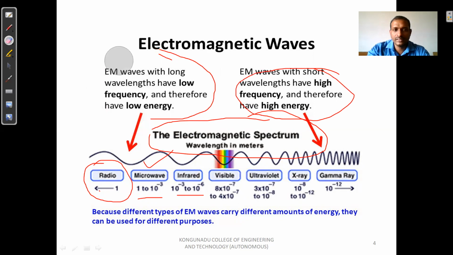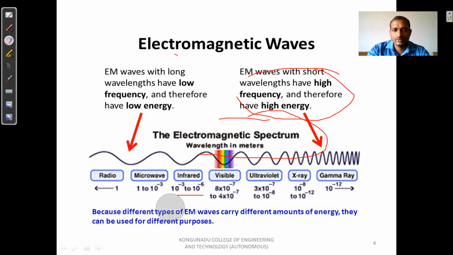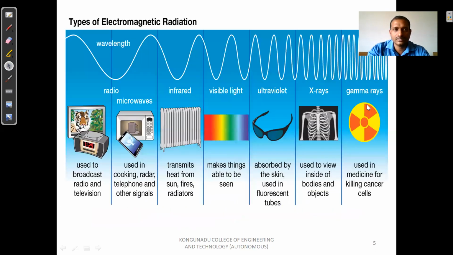So these are the different types of waves available in the electromagnetic spectrum: radio waves, microwave, infrared, visible, ultraviolet, X-ray and gamma rays. Each and every range of frequency has some applications. So next we will discuss the different applications of the electromagnetic spectrum.